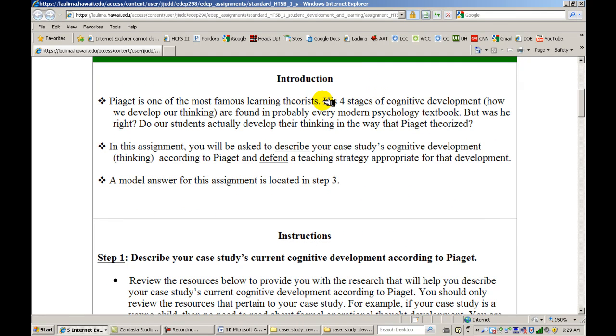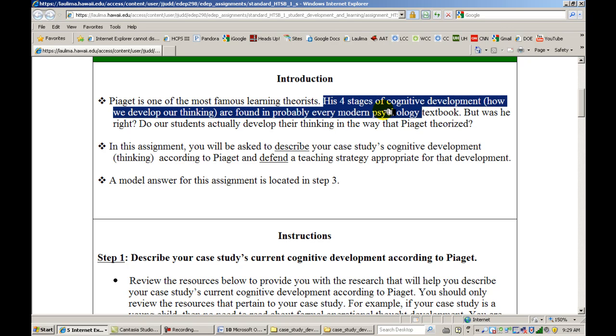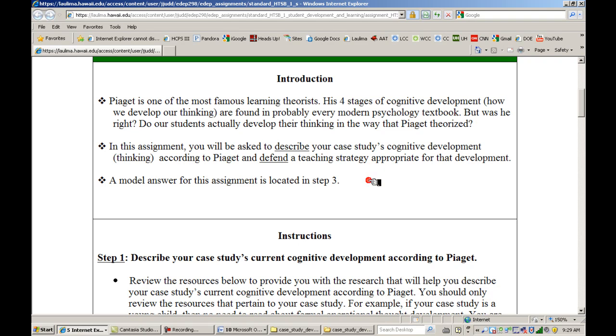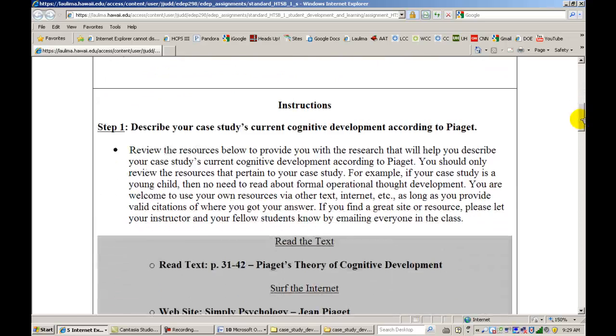In fact, his four stages of cognitive development are found in almost every modern psychology textbook. But what we want to do is look and really see if that's what's going on in your student or client or your case study. So in this assignment, just like in all of these, you're going to describe your case study's cognitive development according to Piaget, and then defend a teaching strategy appropriate for that development.